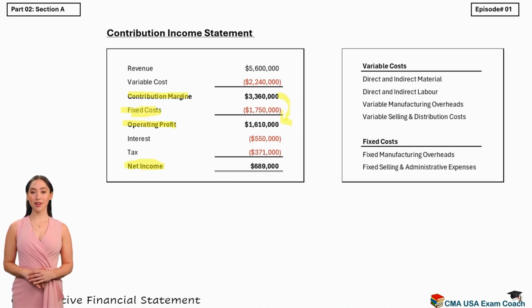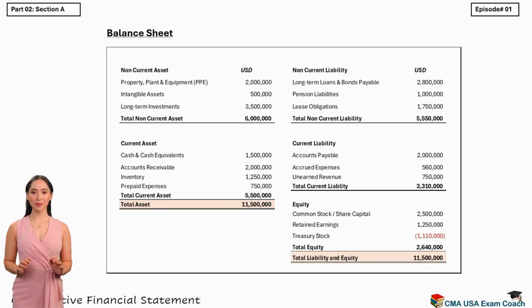The balance sheet provides a snapshot of a company's financial position at a specific point in time. It is divided into three main sections: assets, liabilities, and equity. Assets are what the company owns, and they are categorized into current and non-current assets. Current assets are assets that can be converted into cash or used up within 1 year, such as cash, receivables, and inventory. Non-current assets are long-term investments, property, plant, and equipment, which are not expected to be converted into cash within a year.